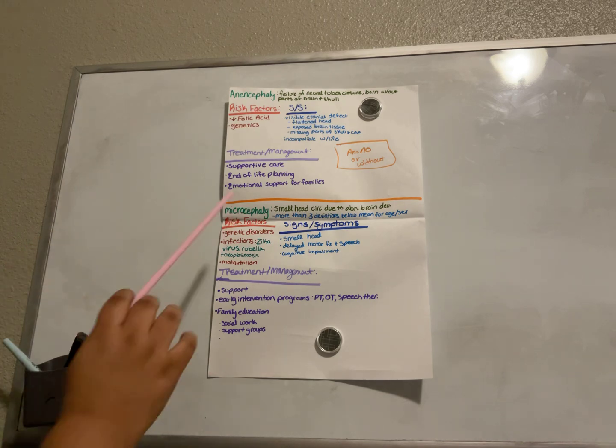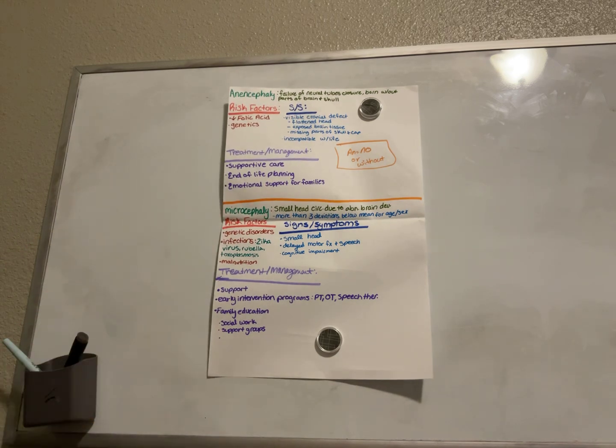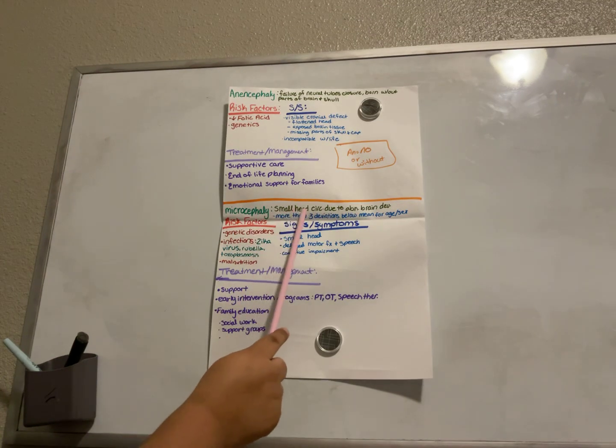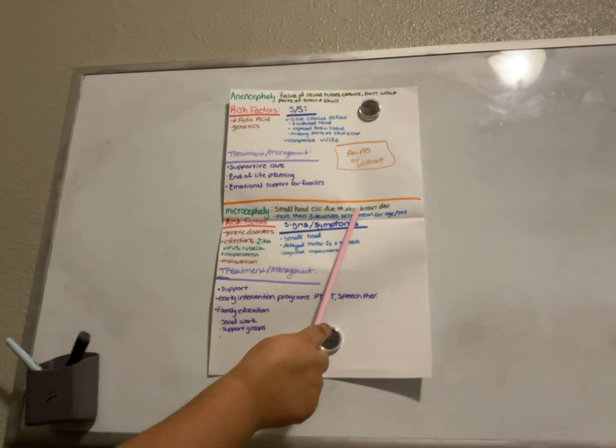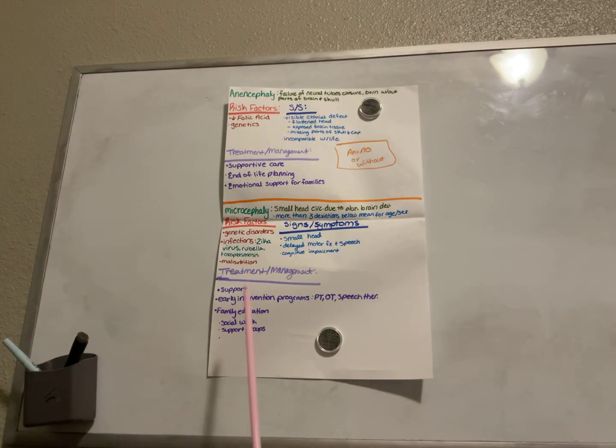Now we're going to look at microcephaly. So micro, small, cephal, head. So it's a small head circumference due to abnormal brain development. So in order to be considered microcephalic, you have to be more than 3 deviations below the mean for the age and sex. So kind of according to that plot and growth chart.